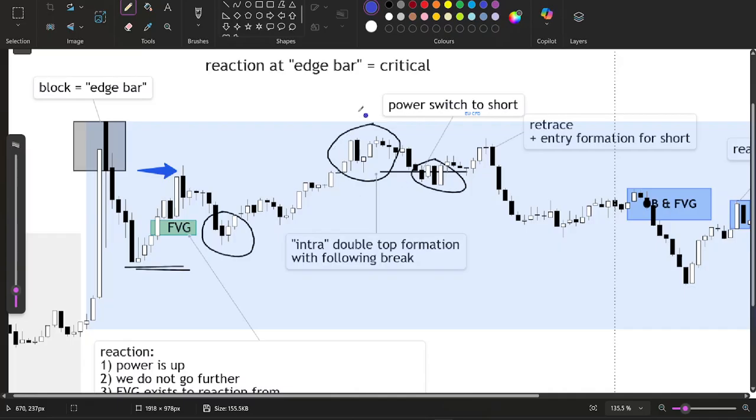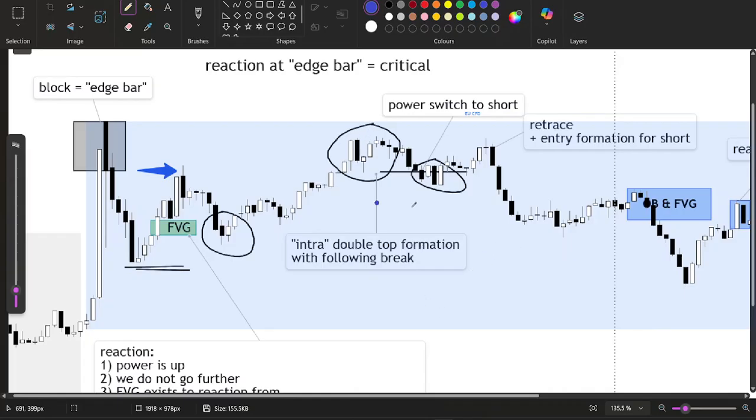Here we have an intra double top because high, high, low, right? And it's broken. The black line shows it. Power switches to short here. And because power switched to short, we have a retrace, we have the formation here, entry for short, and what we're targeting, not this, we're targeting the next level, which is either this or that. And look over here what happened, right? Cool.